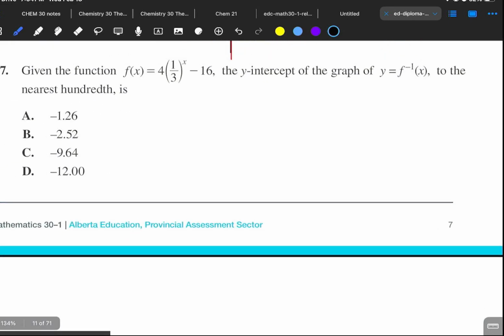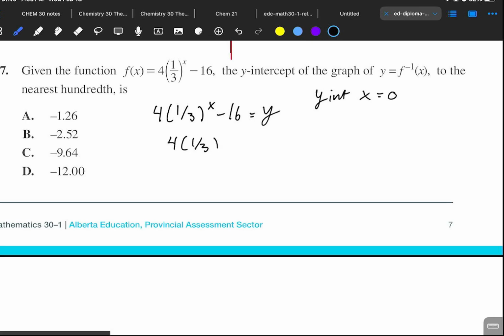So given the function 4 times 1/3 to the power of x minus 16 is equal to f of x, the intercept of the inverse to the nearest hundredth is. So we're looking for the y-intercept. Remember that when we're trying to find the y-intercept, we just set x equal to 0. So in this case, we have 4 times 1/3 to the power of 0, and anything to the power of 0 is just 1. So 4 times 1 minus 16 equals y. Y equals 4 minus 16, which is just going to be negative 12. That would be the y-intercept for the graph of f of x.